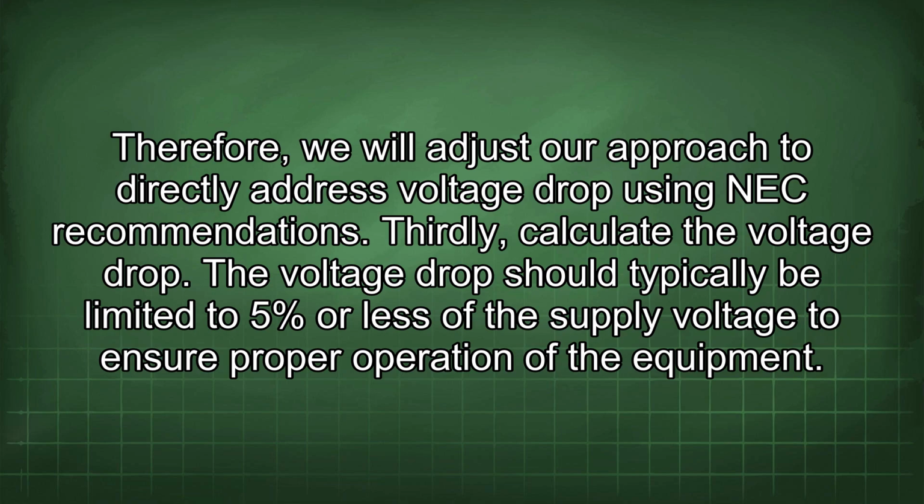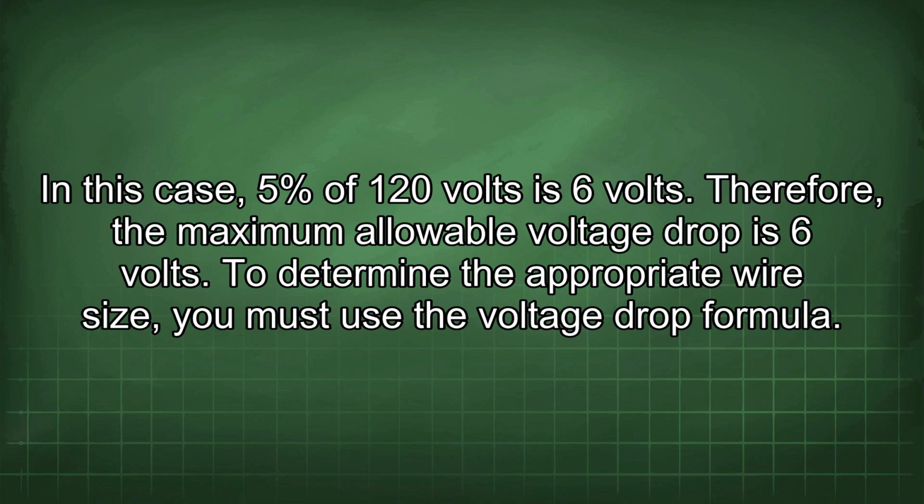Thirdly, calculate the voltage drop. The voltage drop should typically be limited to 5% or less of the supply voltage to ensure proper operation of the equipment. In this case, 5% of 120 volts is 6 volts. Therefore, the maximum allowable voltage drop is 6 volts.